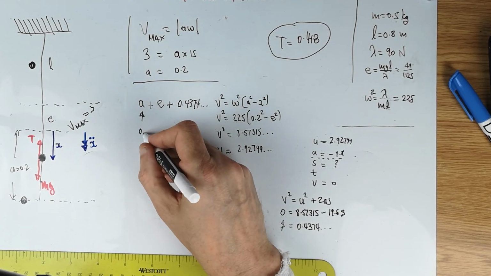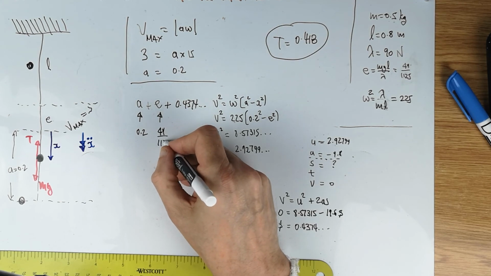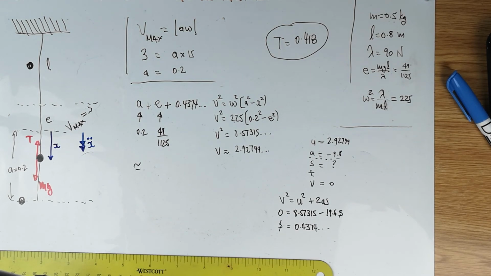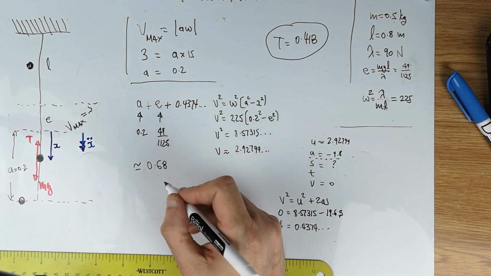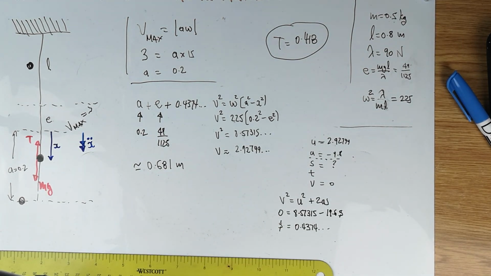And therefore the total distance is 0.4374. This is 0.2. This is 49 over 1225. And assuming I haven't made any silly errors, let's add the 0.2 first of all. That gives us that, plus 49 divided by 1225. I got the answer to 3SF, a total distance of 0.681 meters. And I do apologize about the mishap during the video.